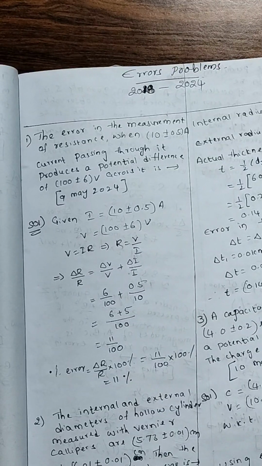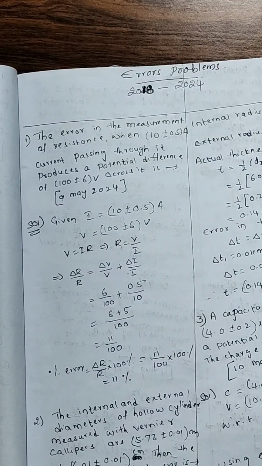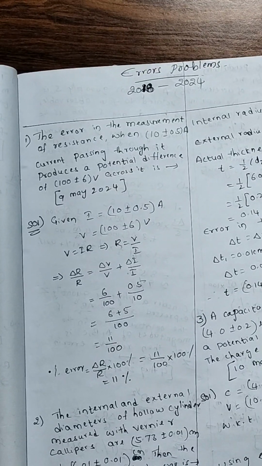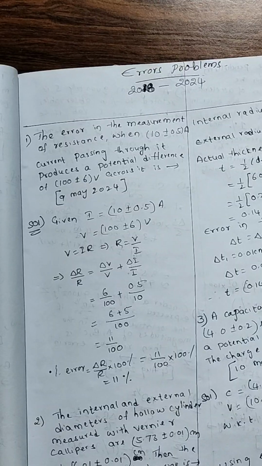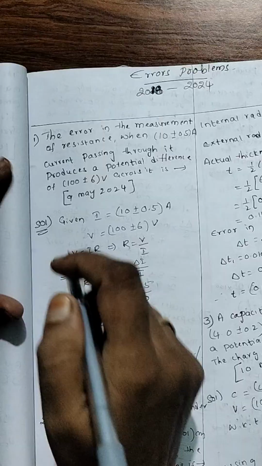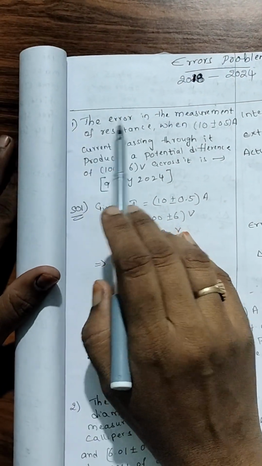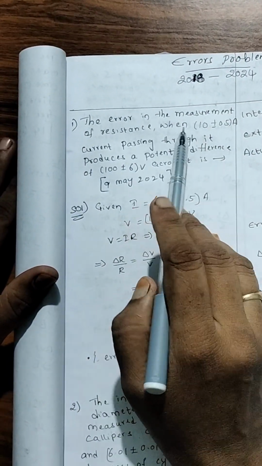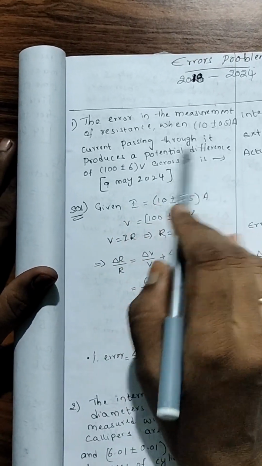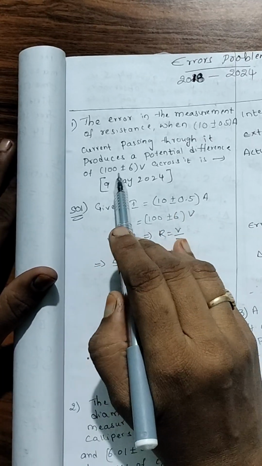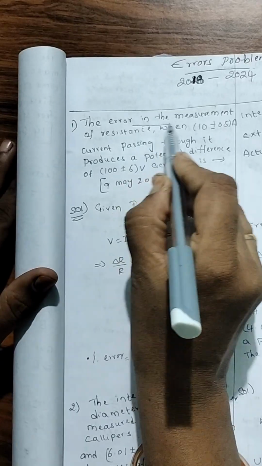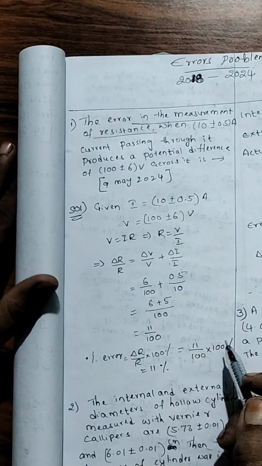In today's video, let us discuss nearly 15 problems which appeared in EAPCET from 2018 to 2024 related to errors. So, the first question: the error in the measurement of resistance when 10 plus or minus 0.5 ampere current passing through it produces a potential difference of 100 plus or minus 6 volts across it. So he is asking to measure the error in resistance.